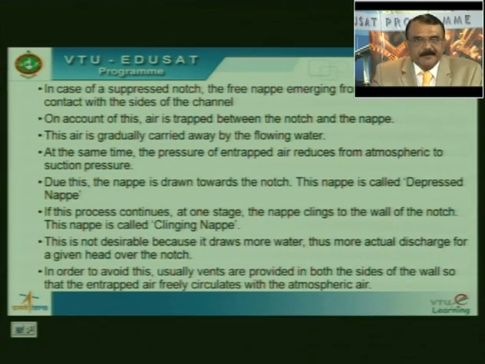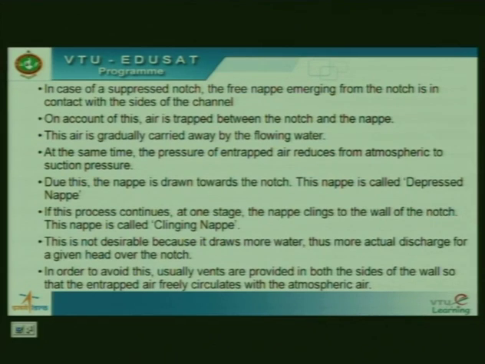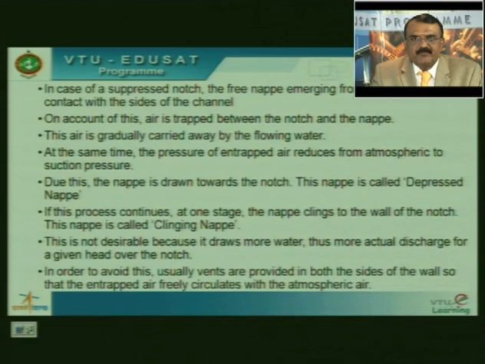This is what I mentioned here. In case of a suppressed notch, the free nappe emerging from the notch is in contact with the sides of the channel. On account of this, air is trapped between the notch and the nappe or the free jet. This air is gradually carried away by the flowing water. At the same time, the pressure of entrapped air reduces from atmospheric to suction pressure. Due to this, the nappe is drawn towards the notch. This nappe is called the depressed nappe.